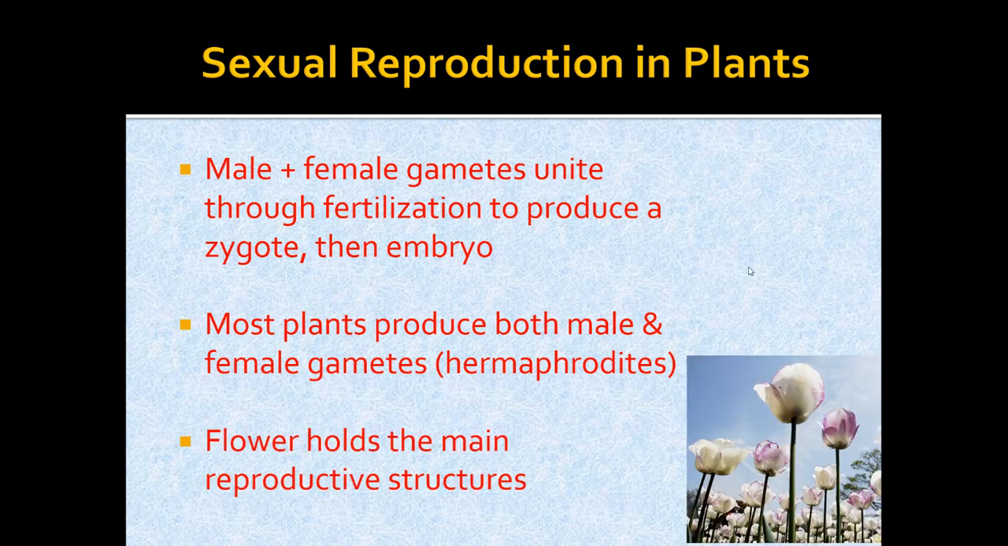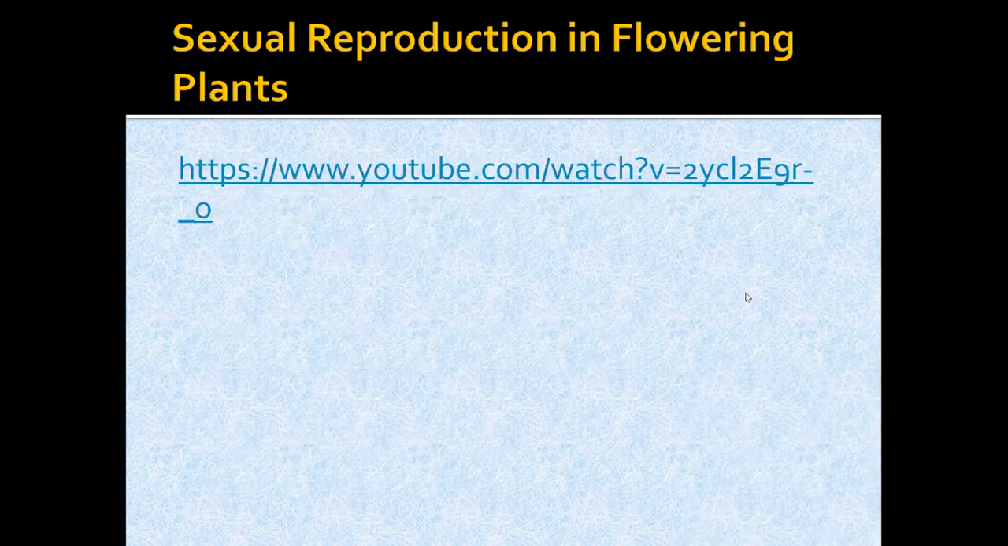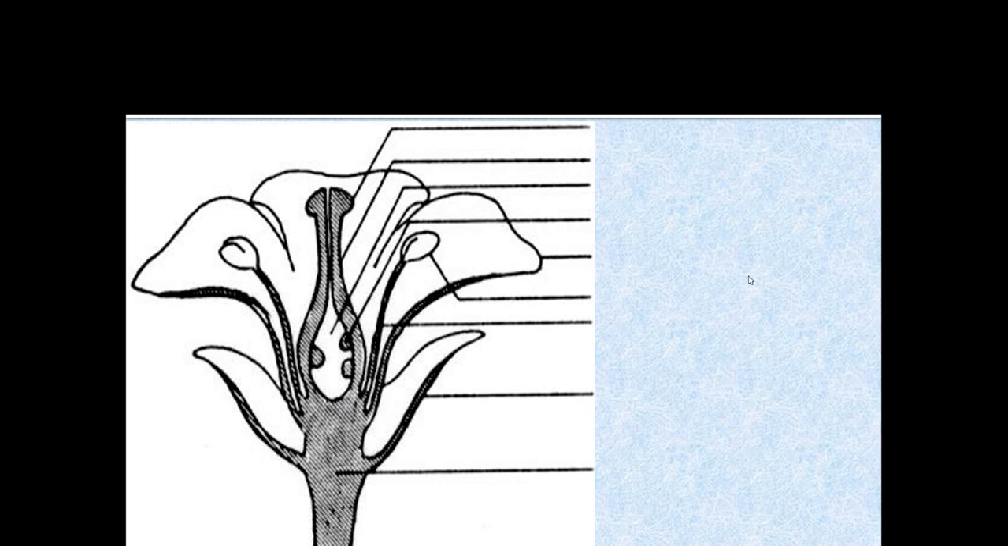The flower holds the main reproductive structure. So we'll look at the structure. I'll be showing you the male and female parts of the flower. We'll start with the stigma, style, ovary, and ovule. Collectively, they are referred to as the pistil. The pistil is the female part of the flower. Notice the ovary here, similar to humans.